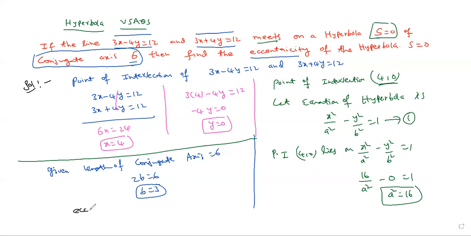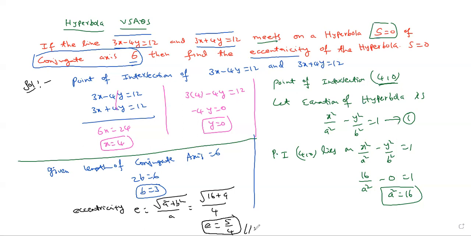Now write down eccentricity. Eccentricity e, for standard form, is under root a squared plus b squared by a. a squared is 16, b is 3, therefore b squared is 9, a is 4. 16 plus 9 is 25, root 25 is 5. So here the eccentricity answer e is equal to 5 by 4. Got it done? Very easy question and important one.